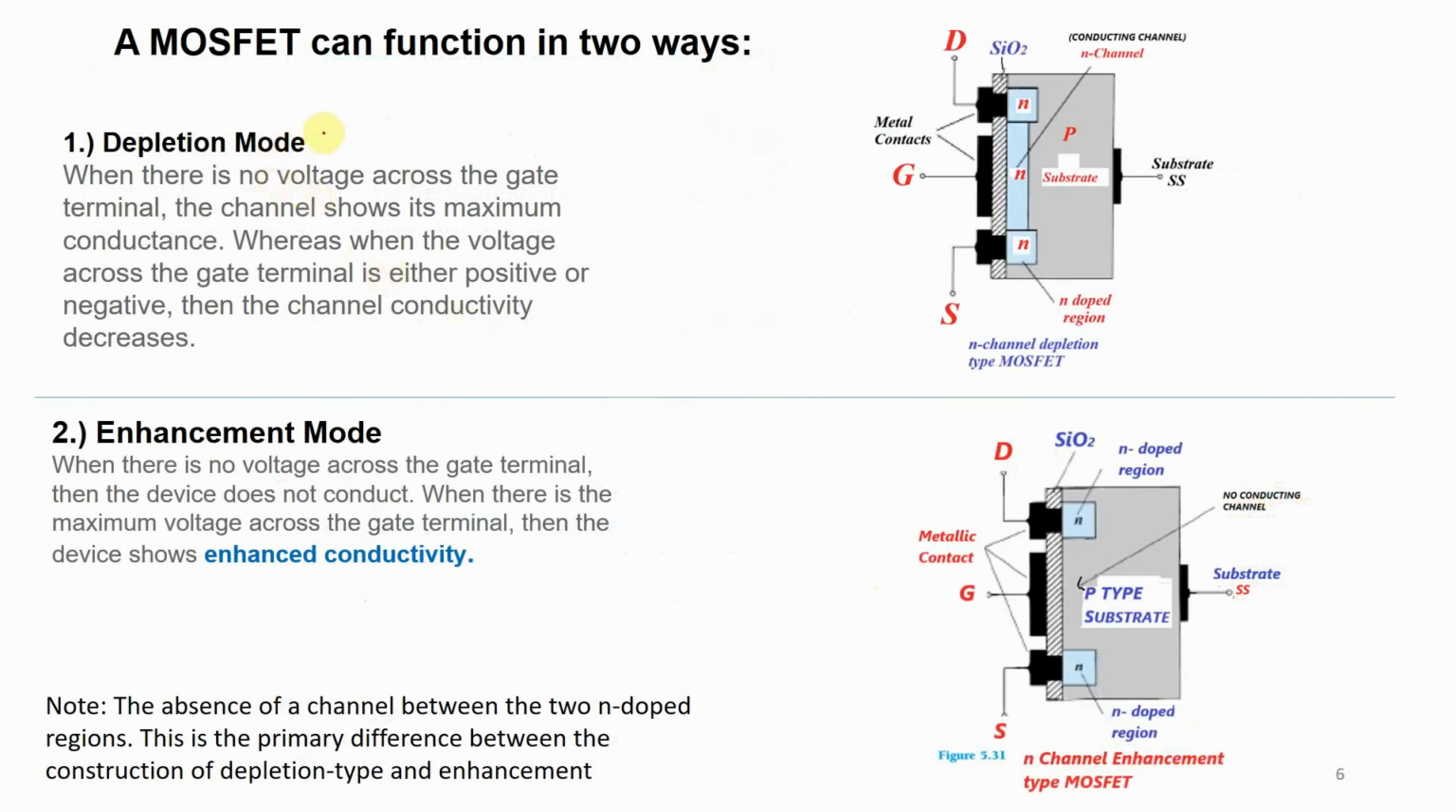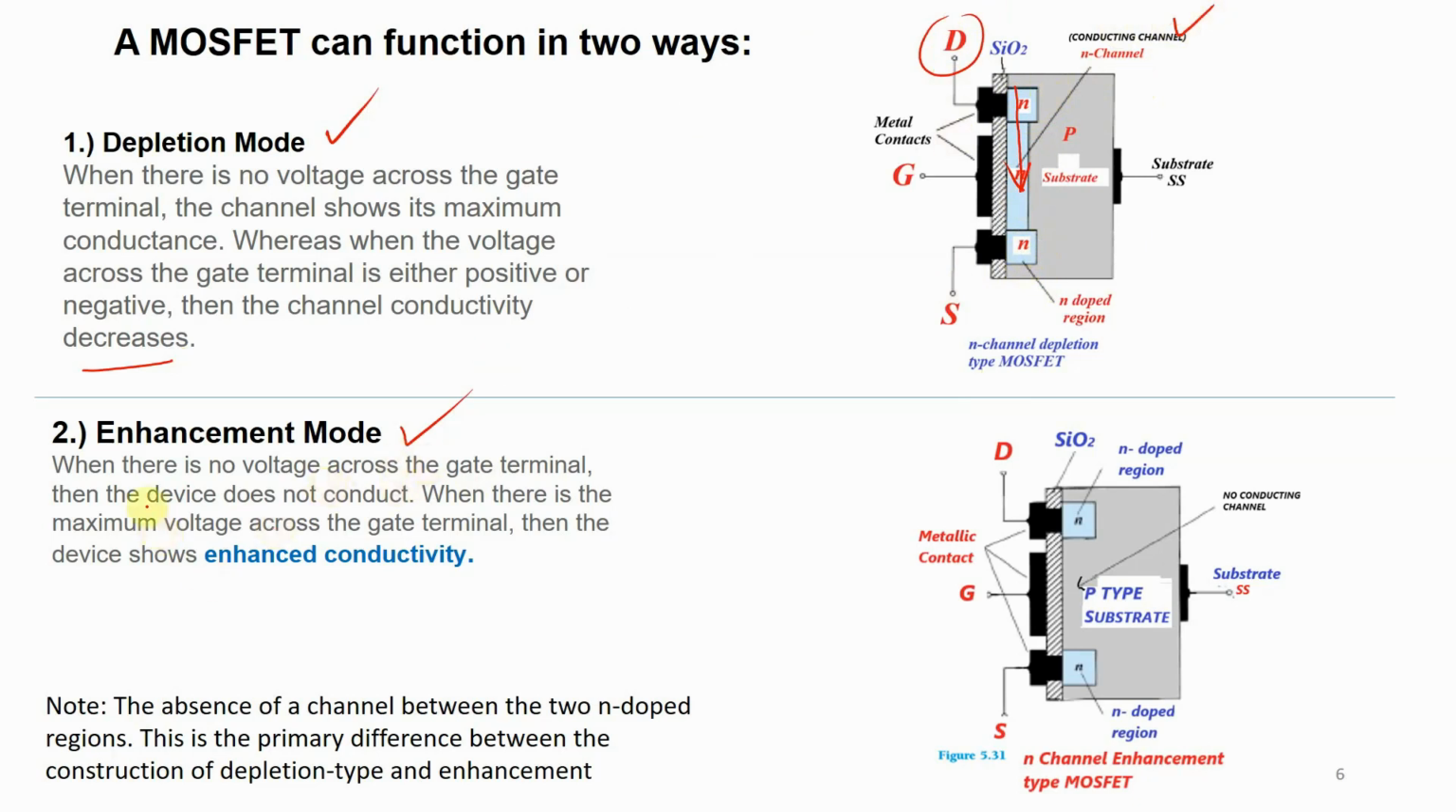Now, a MOSFET can operate in the depletion mode and the enhancement mode. When there is no voltage across the gate terminal, the channel shows its maximum conductance. Whereas when there is a voltage across the gate, either positive or negative, the channel conductivity decreases. So when there is no voltage, there will be maximum conductance. We can have maximum current, right? So the current is flowing from drain to source. Look at the parts. This is an N-doped region, and we have a conducting channel in between.